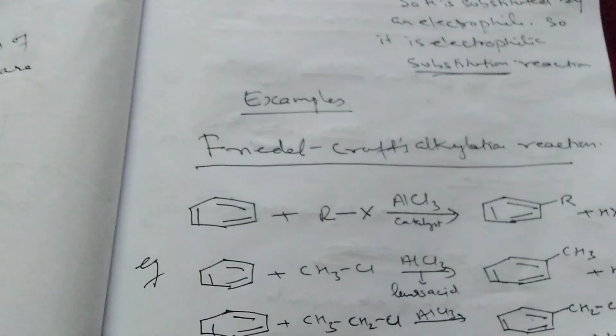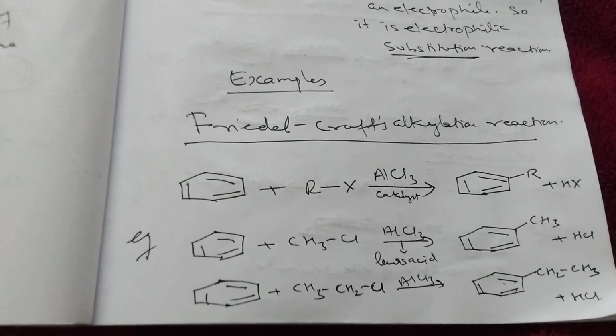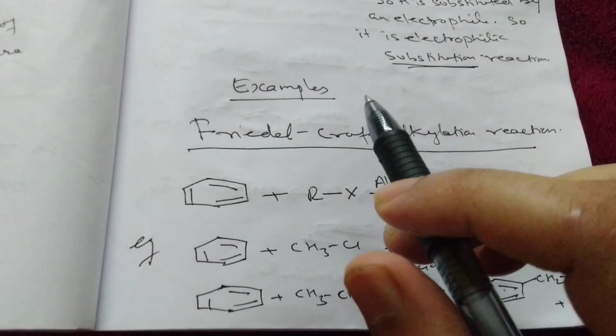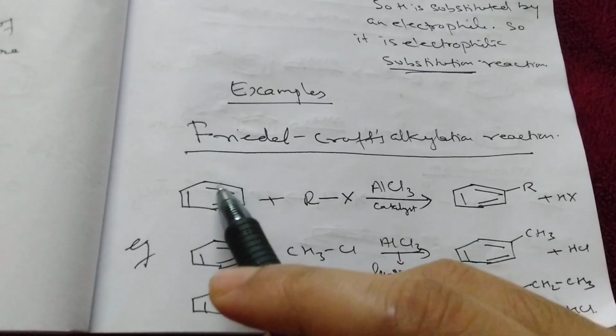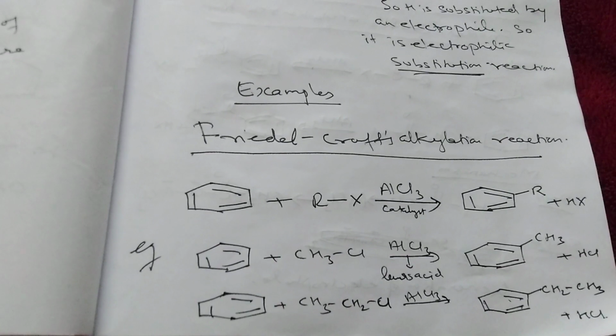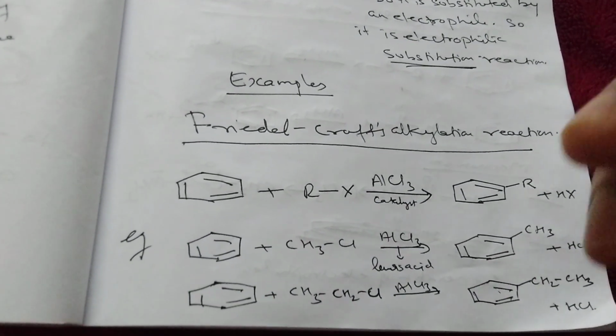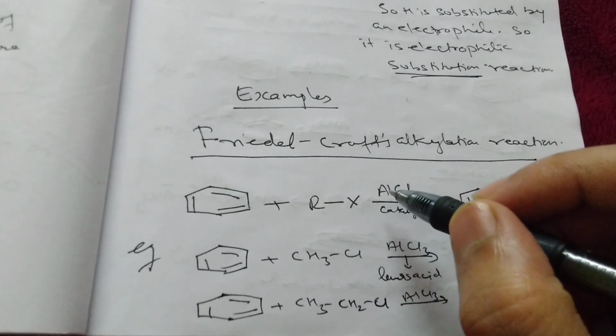Examples of electrophilic substitution reactions. First one is the Friedel-Crafts alkylation reaction. Friedel and Crafts were two scientists. Together they discovered this: they took benzene and reacted it with alkyl halide in the presence of a Lewis acid catalyst. Why is it called Lewis? Spelling you should know, Lewis. Because its octet is not complete.